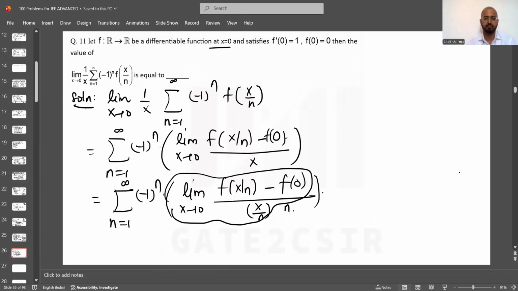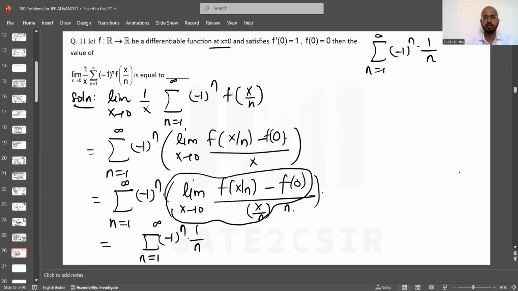So we have here sigma n is equal to 1 to infinity, minus 1 power n into 1 by n. Now, we need to find the sum of this series, n equal to 1 to infinity of minus 1 power n into 1 by n.